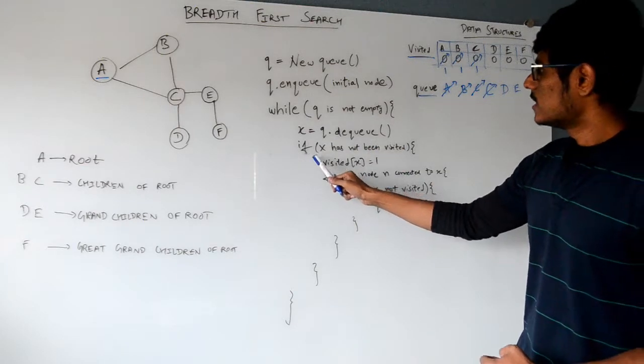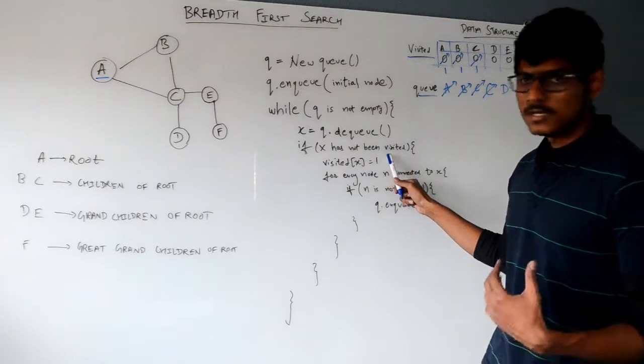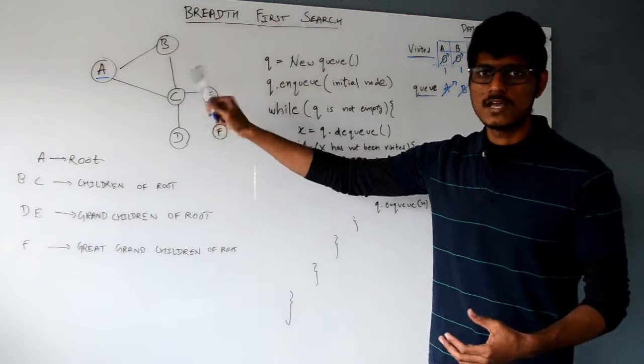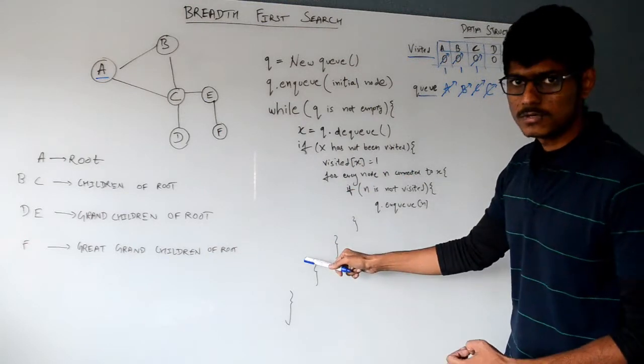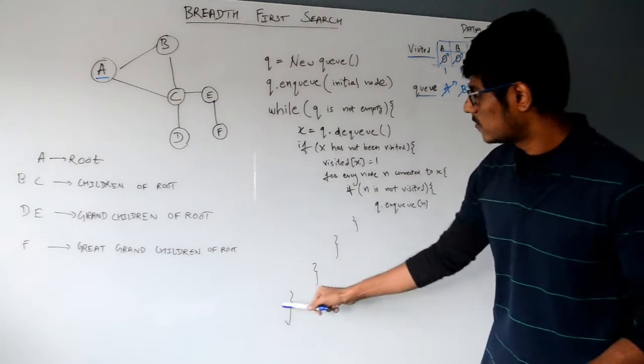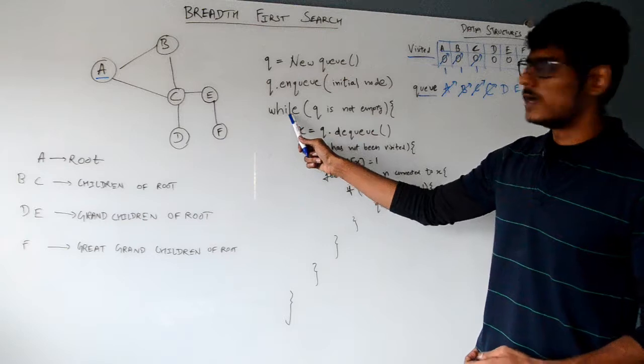Now C will check if it has been visited or not. But here comes the catch. We visited C in the last iteration. So C is already visited. We don't need to enter this part of the code. We'll just get out of the code, again get to the while loop.